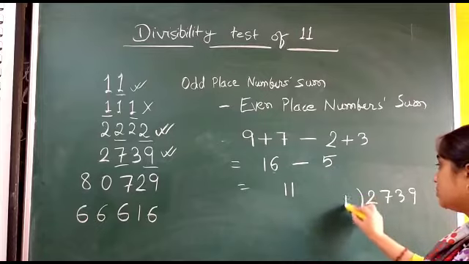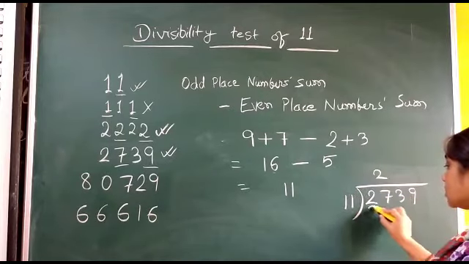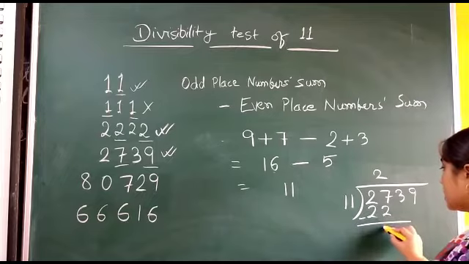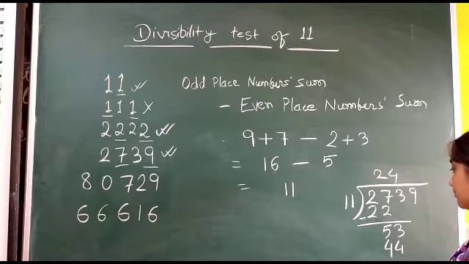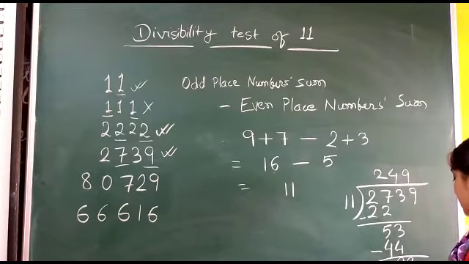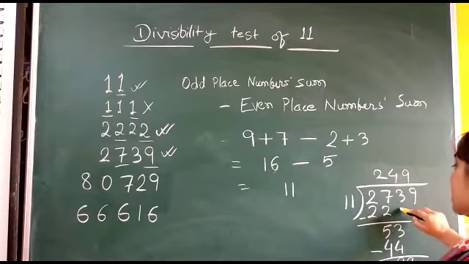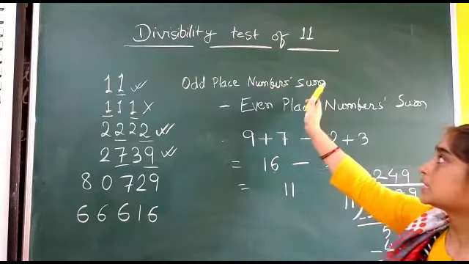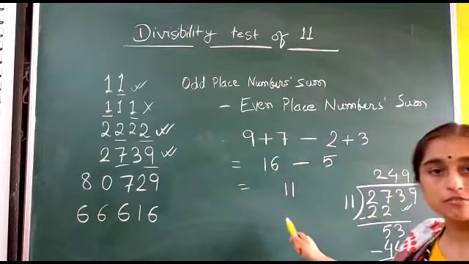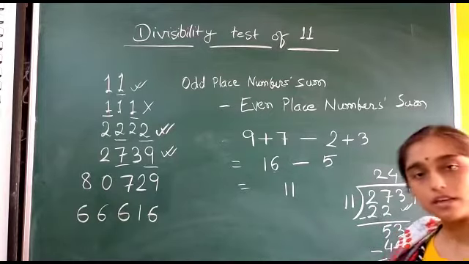2739 divided by 11. 11 twos are 22, minus, 5, 3. 11 fours are 44, then minus, it is 9. 11 nines are 99. So what have we got? 0 as the remainder, therefore this number is divisible by 11. So when the difference of odd place number sum and even place number sum is 11, then also the number is divisible by 11.